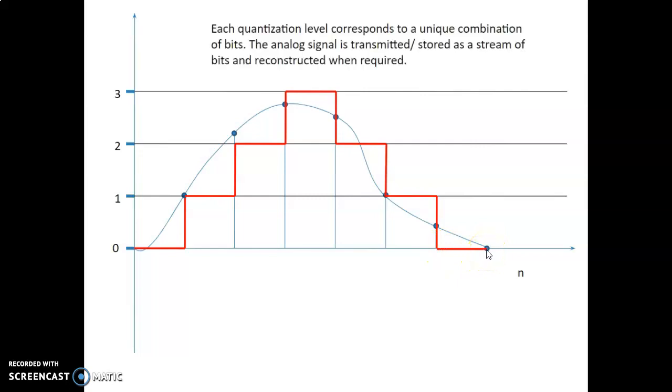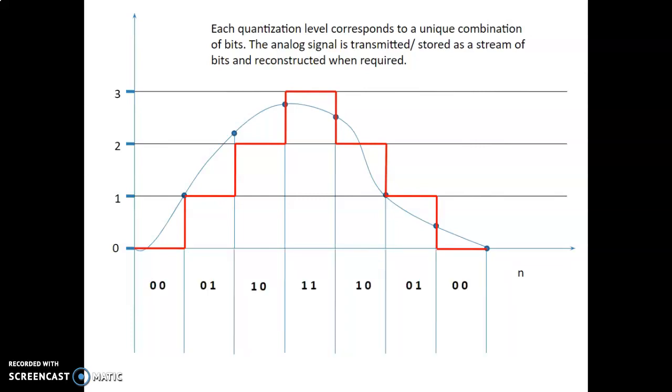Each quantization level corresponds to a unique combination of bits. The analog signal is transmitted or stored as a stream of bits, and it is reconstructed when required. So now the analog signal is no more, it is converted into bits with the help of the quantized levels. Since there are 4 levels, we can have a 2-bit combination. To level 0 I am assigning 0 0, to level 1 I am assigning 0 1, to level 2 I am assigning 1 0, to level 3 I am assigning 1 1.